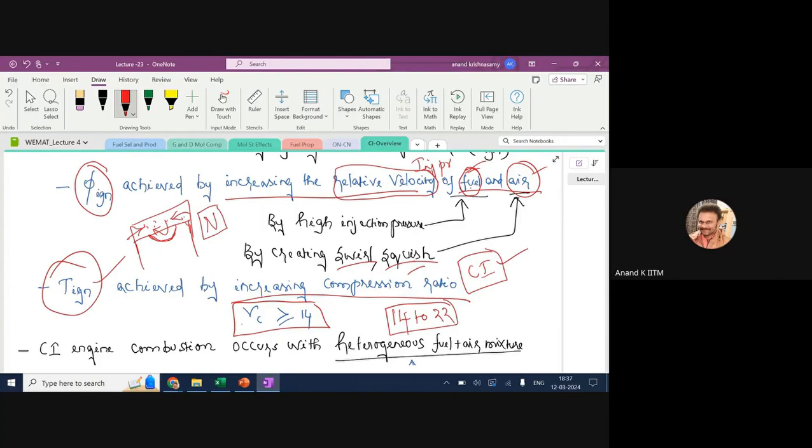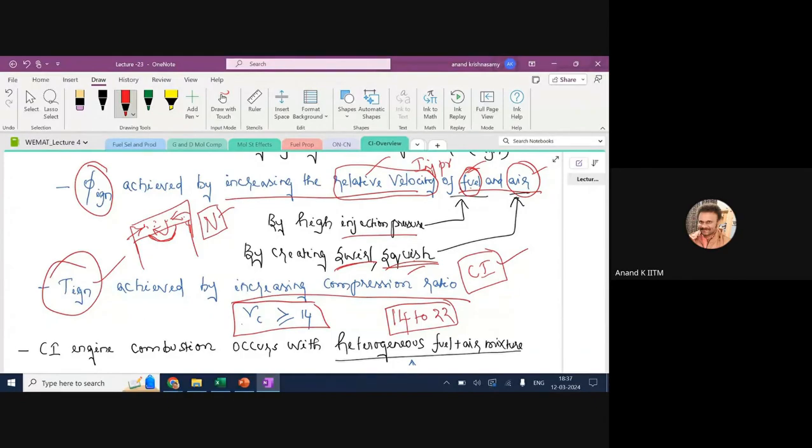And one cycle time is based on the engine running speed. So it's a very, very small time scale that we are dealing with. Within this time scale, all these processes have to happen quickly, one after the other. So increasing the relative velocity of fuel and air will play a significant role in CI engine combustion. That's why we need to inject at high pressure. We need to create appreciable air motion through swirl and squeeze inside the cylinder.